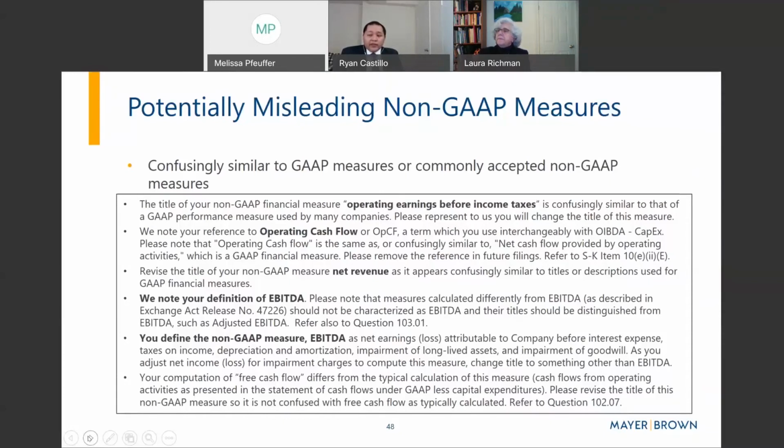Bullet 4 deals with EBITDA. EBITDA means earnings before interest, taxes, depreciation, and amortization. That's the common accepted definition of EBITDA and the definition in an Exchange Act release. So if you use a measure and call it EBITDA, then investors will think you mean the common definition of EBITDA. But if you are adding additional adjustments to EBITDA or your measure differs from EBITDA as commonly understood, then the staff says call it something else like adjusted EBITDA.